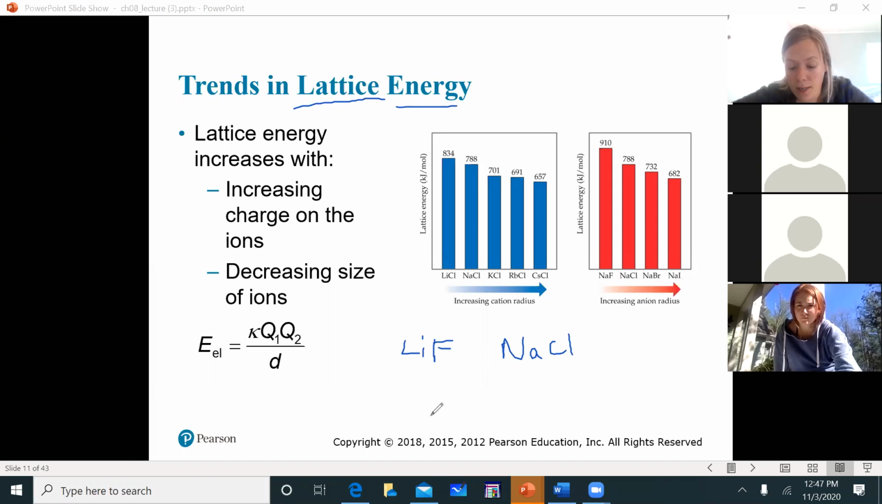Li and F are in row 2. Both of them are in row 2. Sodium and chlorine are in row 3. So these are bigger, and these are smaller. The smaller guy is going to have a bigger lattice energy.